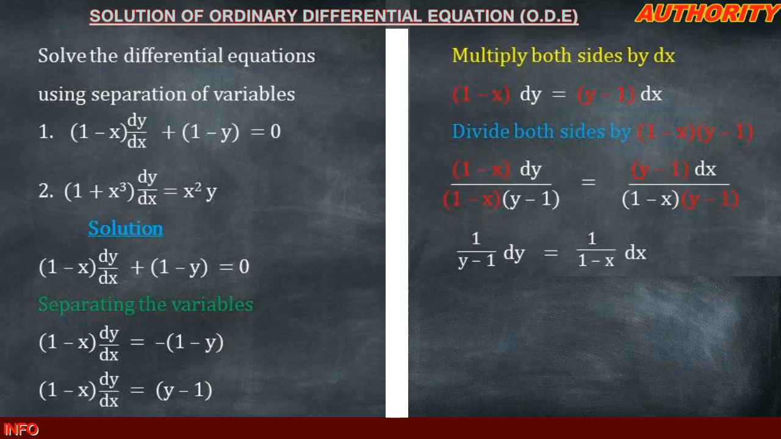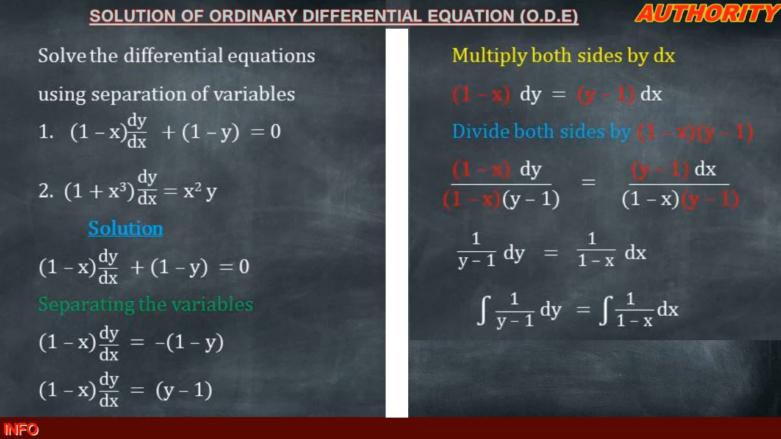So let's go. We're going to have the integral of 1 all over y minus 1 dy equal to the integral of 1 all over 1 minus x dx. That means we're integrating the left hand side with respect to y, the right hand side with respect to x. So when we integrate 1 all over y minus 1 with respect to y, we're going to have ln(y minus 1). And in the right hand side, when we integrate 1 all over 1 minus x dx, we're going to have minus ln(1 minus x) plus c. That is the constant.